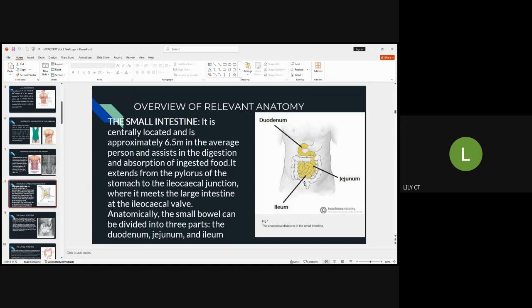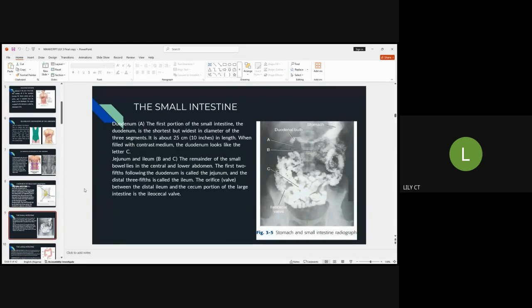Anatomically, the small bowel can be divided into 3 parts. We have the duodenum, the jejunum, and the ileum. The duodenum is the first portion of the small intestine. It is the widest, and when filled with contrast, it has a C shape. Looks like a letter C. The jejunum and the ileum lie in the central and lower abdomen.